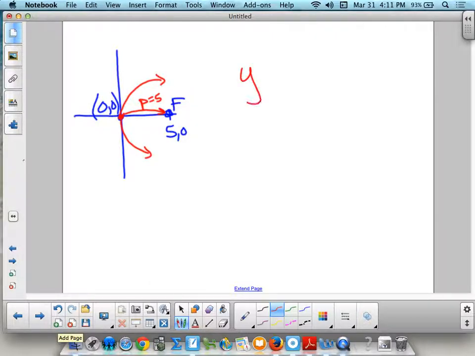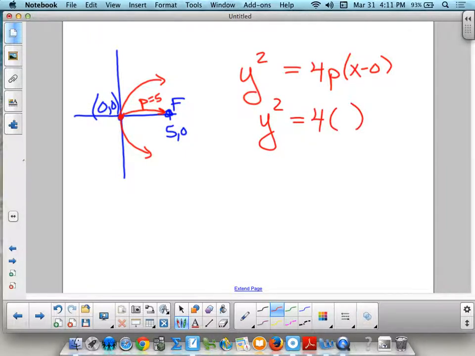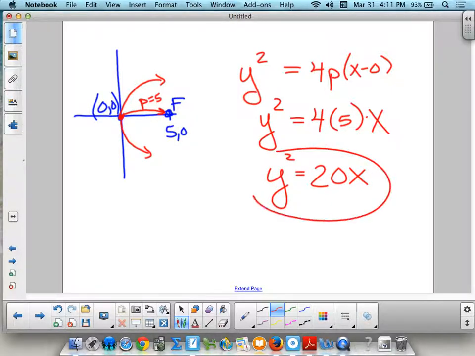It is going to be y squared. Since it's y minus 0, I'm just going to put y squared, equals 4 times p times (x minus 0). I guess I could have just put x. This would be y squared equals 4 times p times x. P is 5, so you just put the 5 in and call it 20x. Good enough. Answer there: y squared equals 20x.